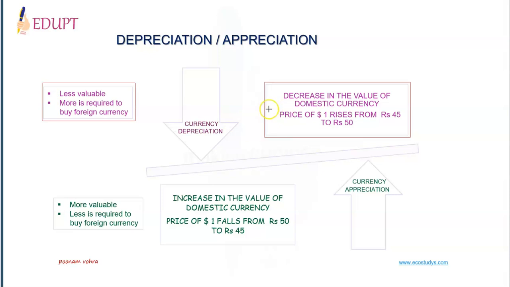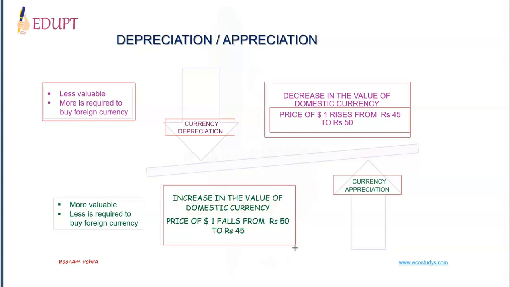Rupee is said to be depreciating if price of $1 rises from rupees 45 to rupees 50. It implies that $1 can be exchanged for more rupees. That is, with same amount of dollar, more goods can be purchased from India. It means exports rise.